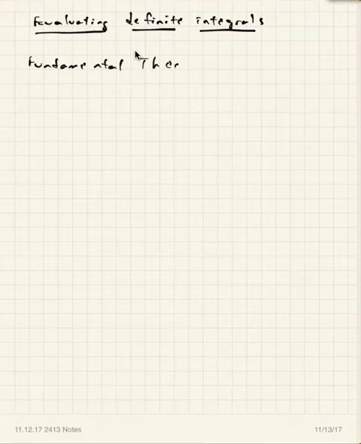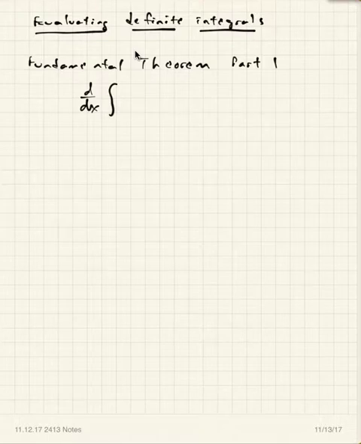So, fundamental theorem of calculus part 1. The fundamental theorem of calculus part 1 goes like this: it states that the derivative with respect to x of this function, and this is kind of a crazy function, a function that's written as a definite integral from a to x of f of t dt, like so.